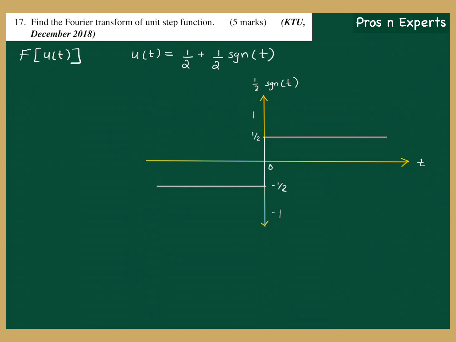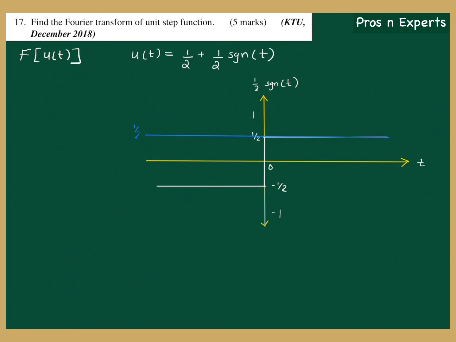So I can represent half as, let this be half at all time intervals. Okay, right. So I'm adding this half with the half signum of t. This is half. So what happens when you add this blue colored signal with this white colored signal?